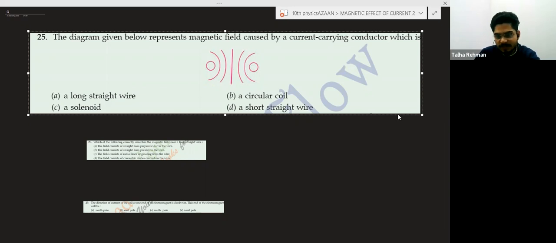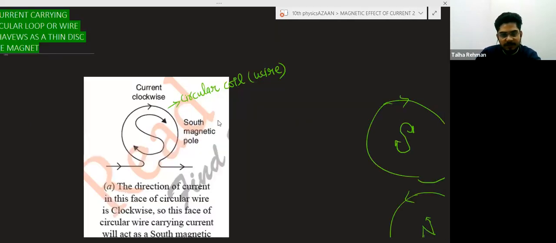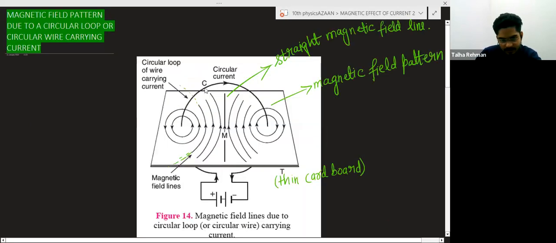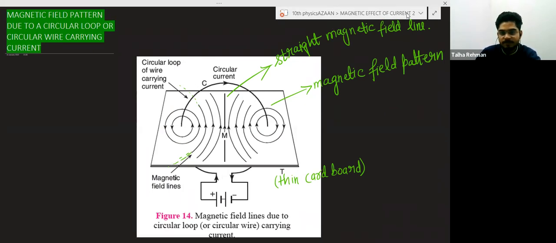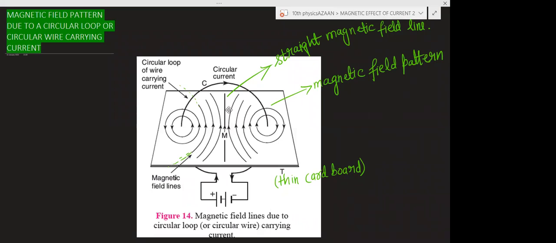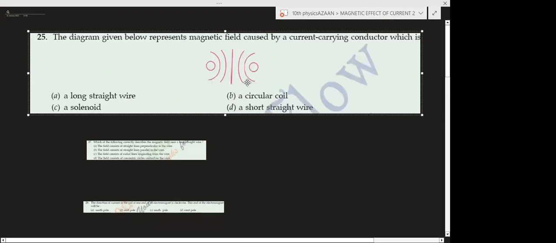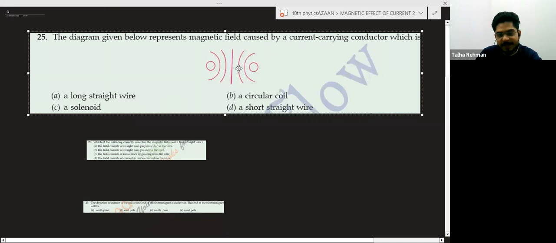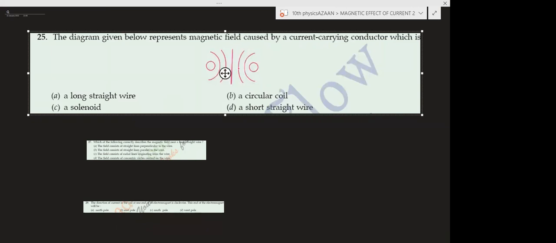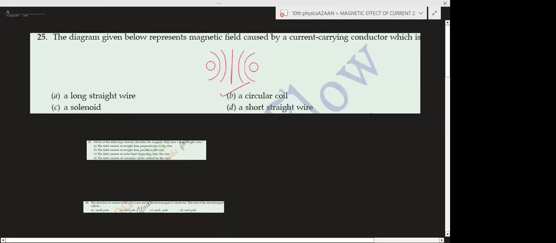You can first see this, then you can tell easily. Circle, concentric circles, straight line, and this type of magnetic field pattern is due to a circular wire. Now see this. Basically, this is the pattern due to the circular wire. So the answer will be B.